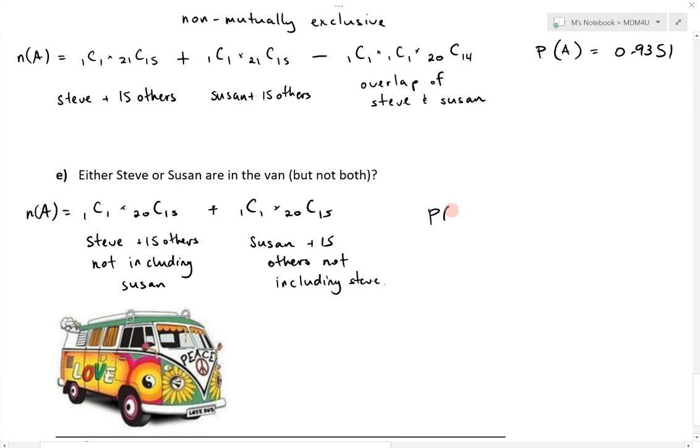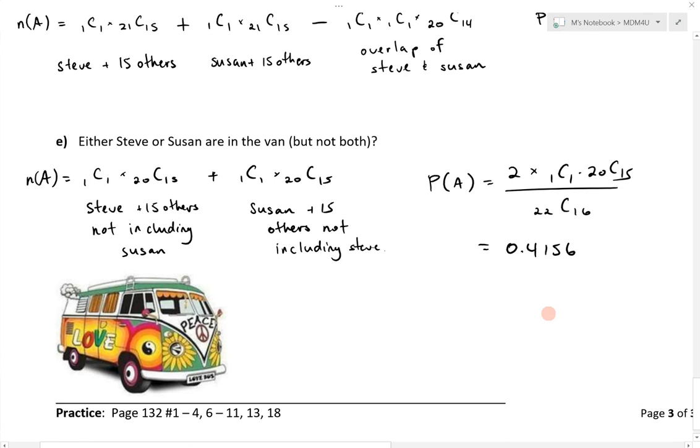Okay, and that probability is going to be 2 times 1 choose 1 times 20 choose 15 divided by 22 choose 16. 41.56%. Okay, and that ends this section.